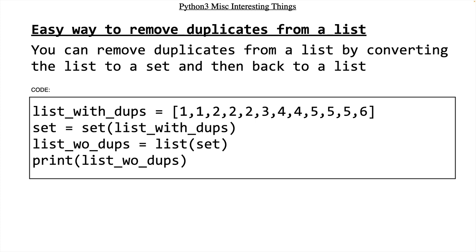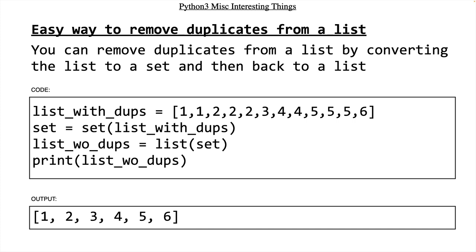Then what I do is I use the set function to create a set from that list, and then I turn around and use the list function to turn that set back into a list, and then I print out the list without duplicates. When I do that, I indeed get 1, 2, 3, 4, 5, 6 in my list. So the duplicates are gone. It's a super easy way to get rid of duplicates. If you were trying to do that programmatically, it would be a little more involved.